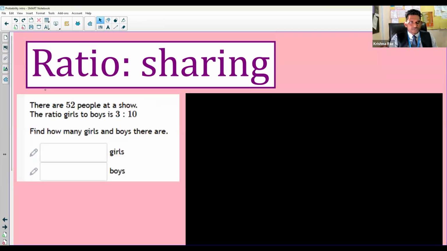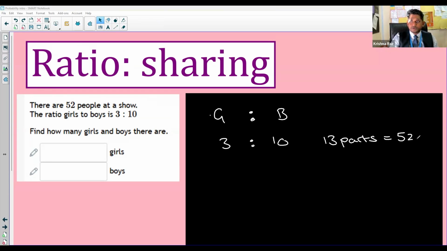And the last one of these ones, we have girls to boys. Always set your page up like this, get the information down correctly. And we have 52 people. If we add these two up, we have 13 parts, and that represents 52 people. Always write the units in so you don't forget what you're doing.